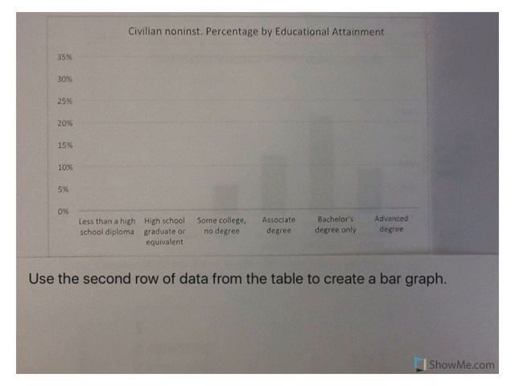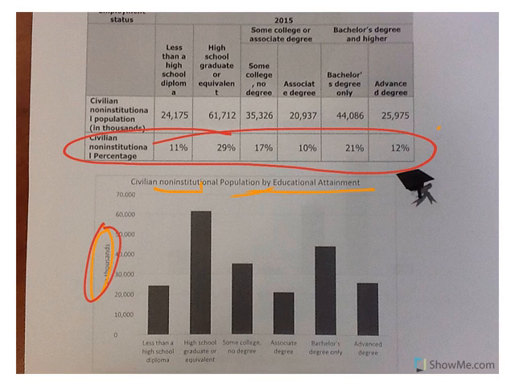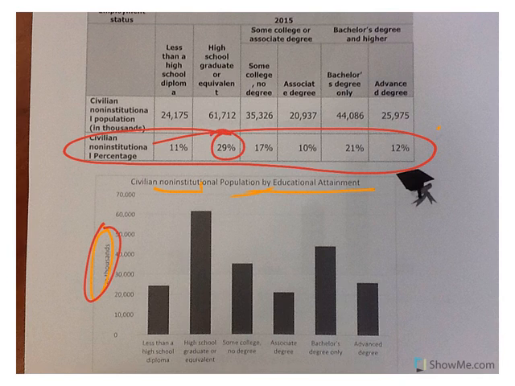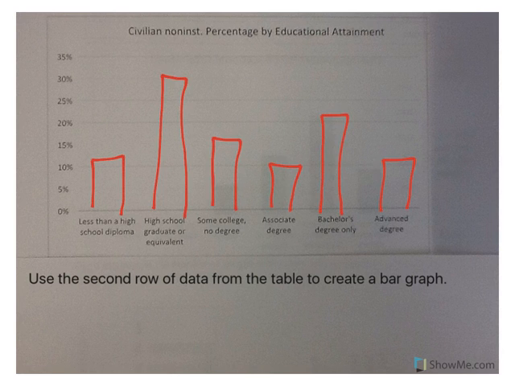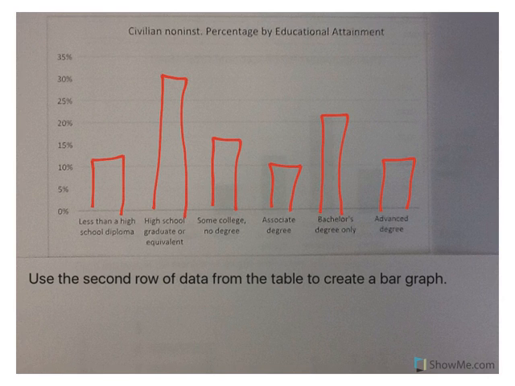It does say use the second row of data from the table to create a bar graph. So we're going to use the second row, this information here, to actually create our bar graph. So when I do that, less than high school diploma is 11%. Then we have high school is 29%. Okay, I'm going to go through and complete the bar graph without necessarily showing. Okay, so I made my horrible bar graph based off of this data here.